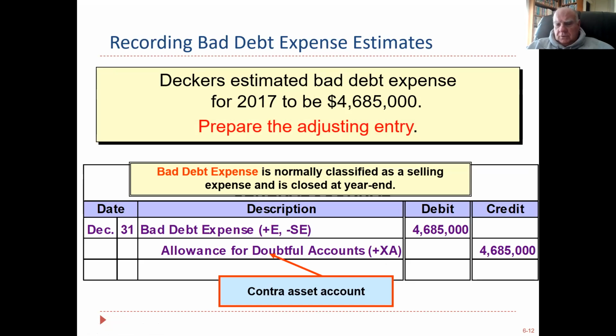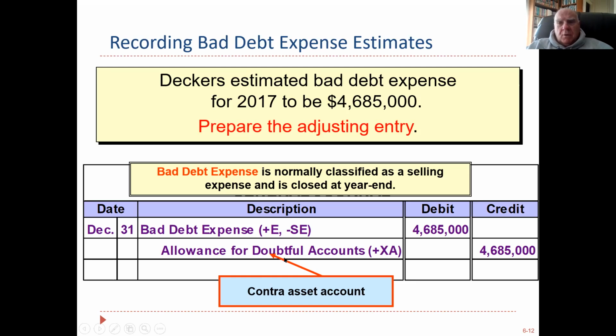And just as we saw earlier in this lecture, we saw that gross sales minus credit card sales, sales discounts, and sales returns and allowances equals net sales. We're doing the same thing here. We're going to take our accounts receivable number for the aging, and we're going to have an offset to that called allowance for doubtful accounts. And when we subtract this from the receivables, we're going to get something called net receivables.